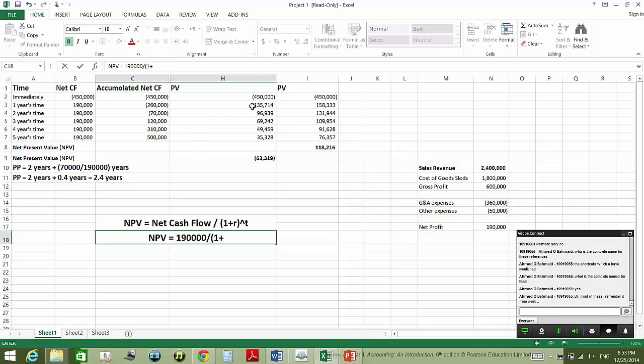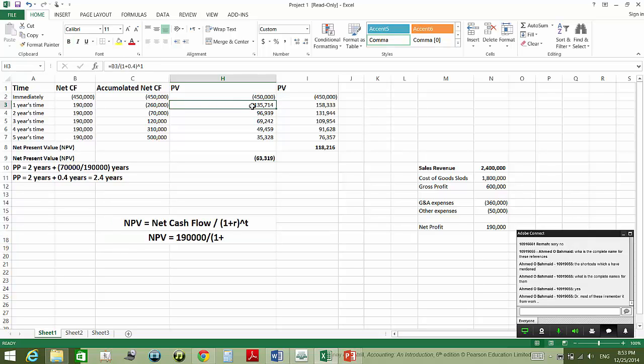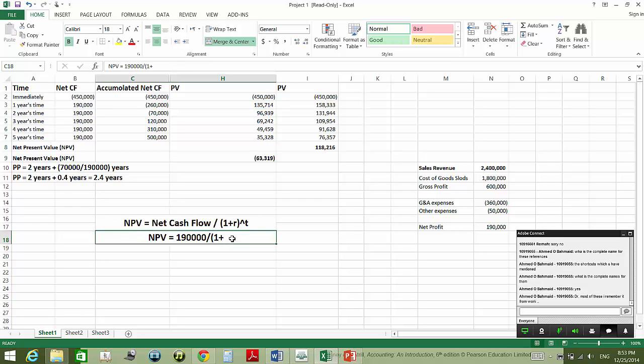And the discount rate used here is 0.4. That means 40%. Okay, if we use 40% here, 1 plus 0.4 to the power of the year. That means here we are in year 1, then we need to put this amount to the power of 1.